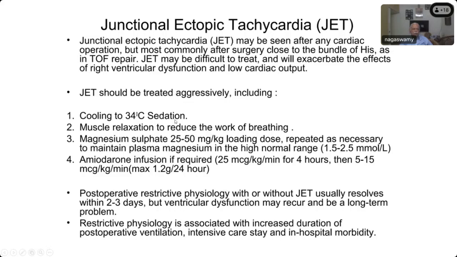The patient can be cooled to 34 degrees, with muscle relaxation to reduce work of breathing. You can give magnesium sulfate 25 to 50 milligram per kg loading dose, repeated as necessary. Amiodarone infusion is required because it's a tachycardia condition. So all these drugs are involved. And postoperative restrictive physiology with or without junctional ectopic tachycardia usually resolves within 2 to 3 days. But ventricular dysfunction may recur and be a long-term problem. Restrictive physiology is associated with increased duration of postoperative ventilation, intensive care therapy, and in-hospital mortality also.